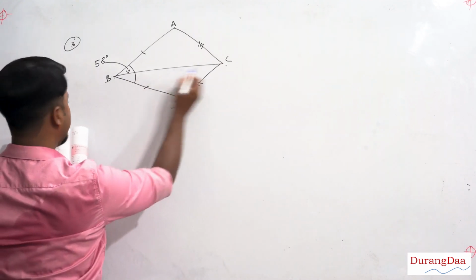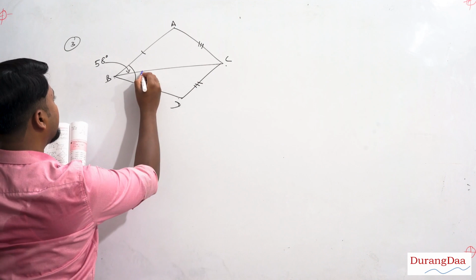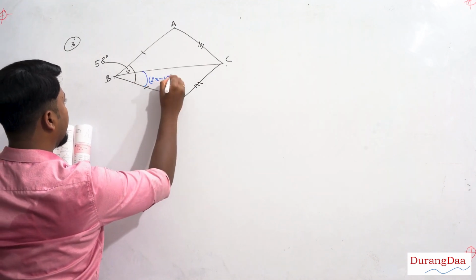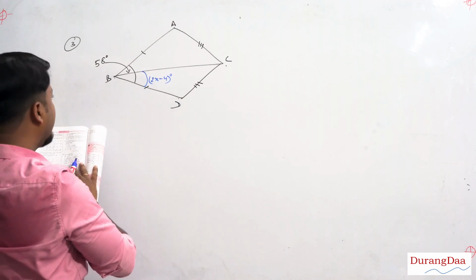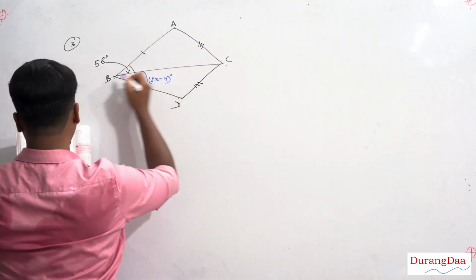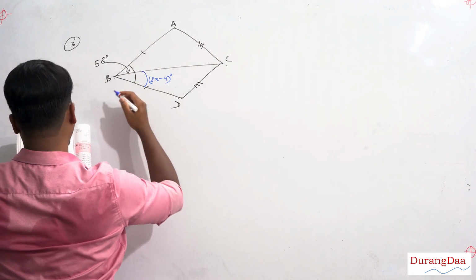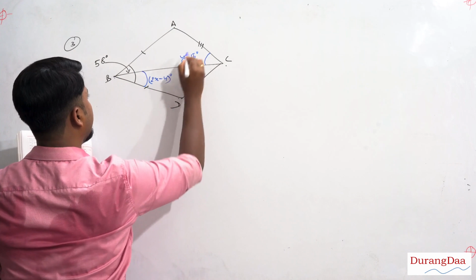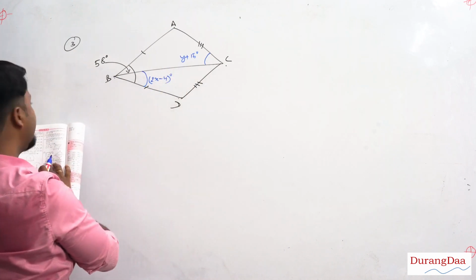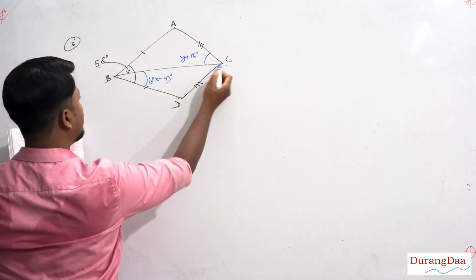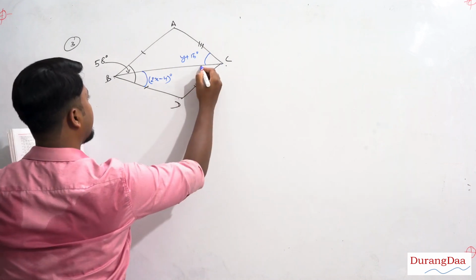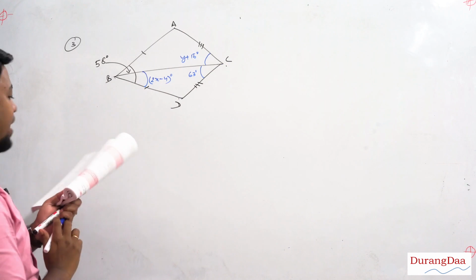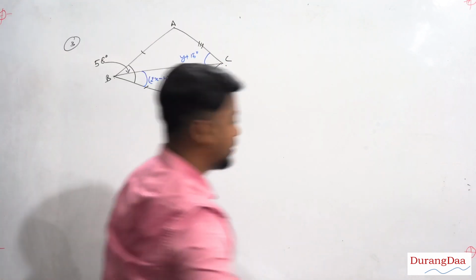Angle DBC is 2x minus 4 degrees. This is 2x minus 4 degrees. Angle ACB is y plus 15 degrees. This angle is y plus 15 degrees. Then we have angle DCB as 63. This angle is 63 degrees. Now we have to find the values of x and y.